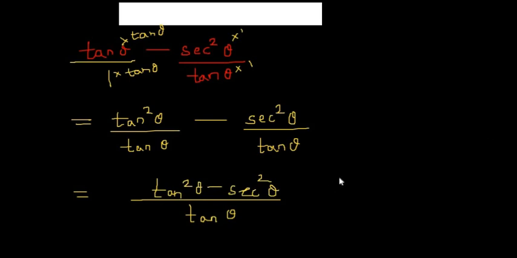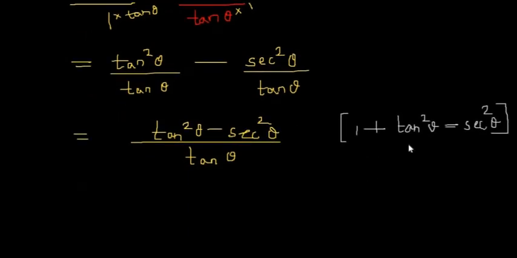Again, we know that this is the third identity of the Pythagorean identities, which was 1 plus tan square theta is equal to sec square theta. So you can rearrange this identity because it is given as tan square minus sec square. What we are going to do is take the sec square on this side and it becomes 1 plus tan square theta minus sec square theta is equal to 0.